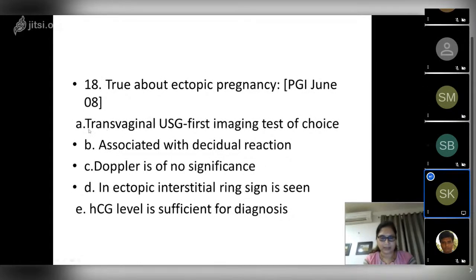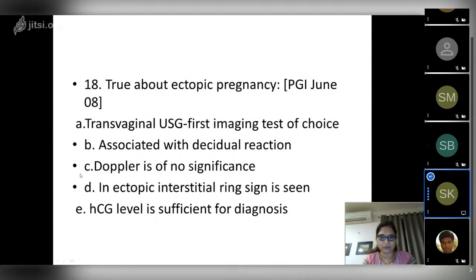A is correct. That is, transvaginal ultrasonography is the first imaging test of choice is correct. What about B? Is it associated with decidual reaction? Yes, because anywhere the pregnancy could be, the hormones will be secreted once the pregnancy or the chorion develops. The progesterone as well as the HCG will be secreted, and they will definitely have an action on the uterine endometrium, which will convert the uterine lining into a decidual endometrium, and therefore there will be an associated decidual reaction in ectopic pregnancy as well. So this statement is also correct.